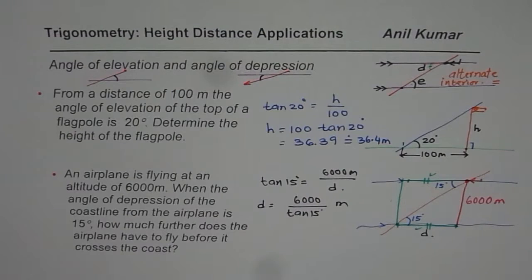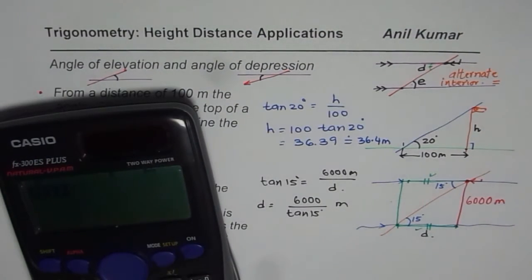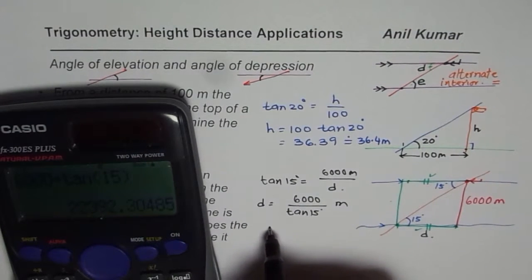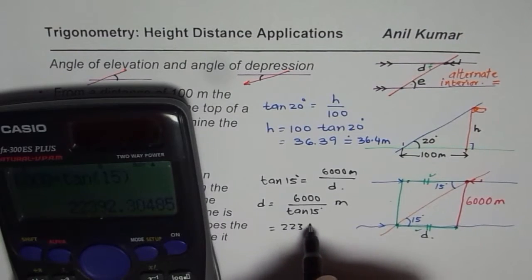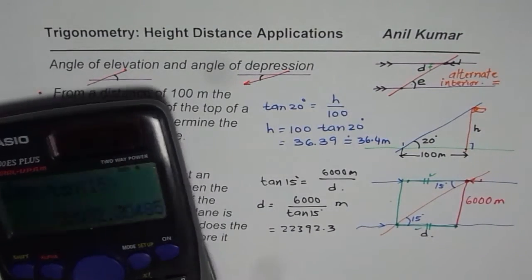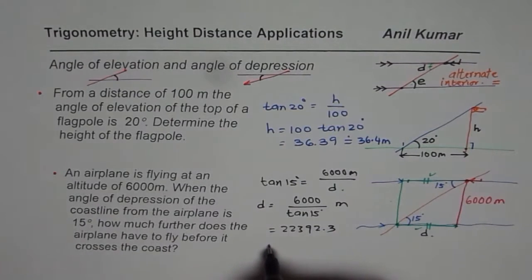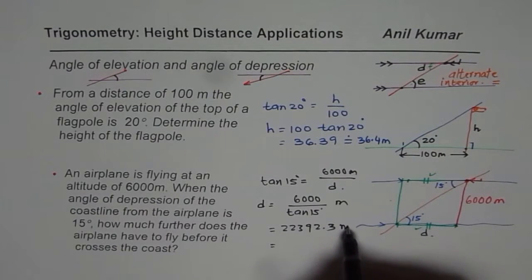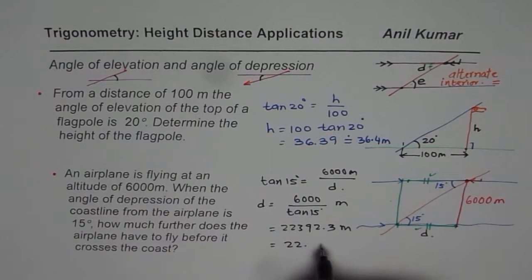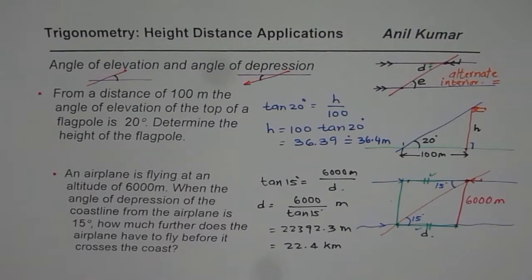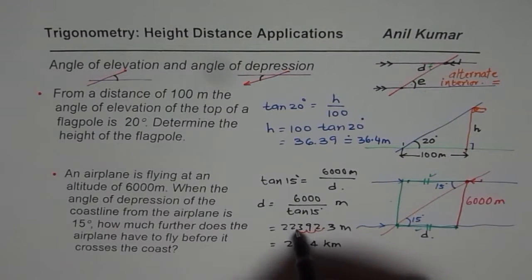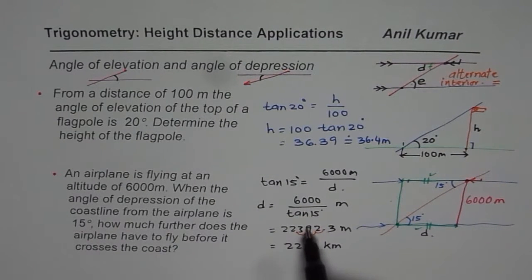So we'll use calculator once again and say 6000 divided by tan of 15 degrees equals, let's write it down, 22392.3. Okay, so this is a huge number. So we'll write this many meters. We can divide by 1000 to write kilometers. So 22.39, I'm rounding it to 22.4 kilometers approximately, right?